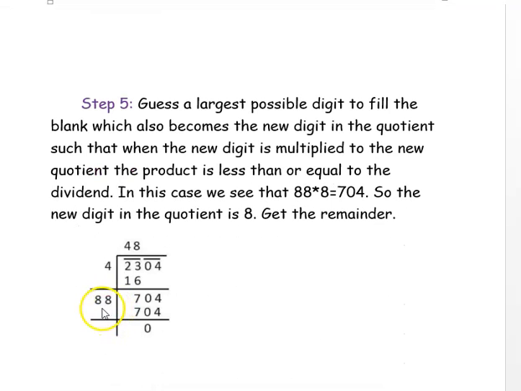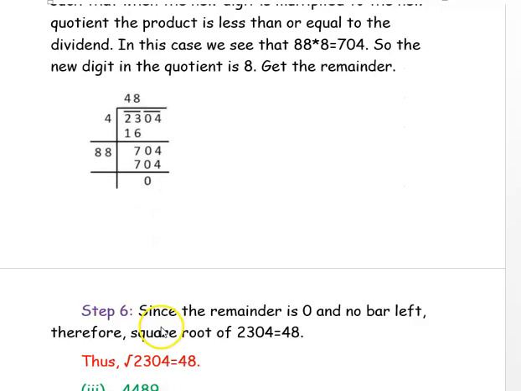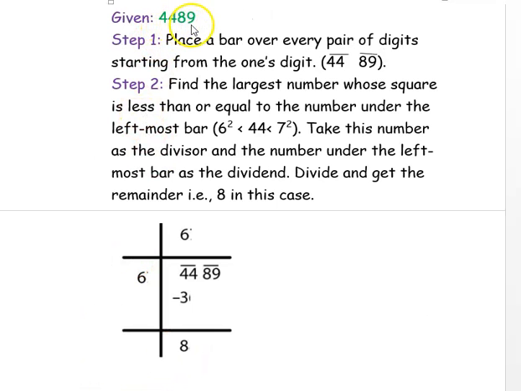I have started from 1. 81 times 1. That is, here I have tried 1 and I have to multiply 81 with 1. It is 81. 81 with 2, 3. Likewise, I have checked and I got the number 88 into 8. That is 704. So I have written 704. So the new quotient is 8. If I subtract, I will get the remainder as 0. If you look here, there is no bar here. So I can stop my work here and I can say that the square root of 2304 is 48.